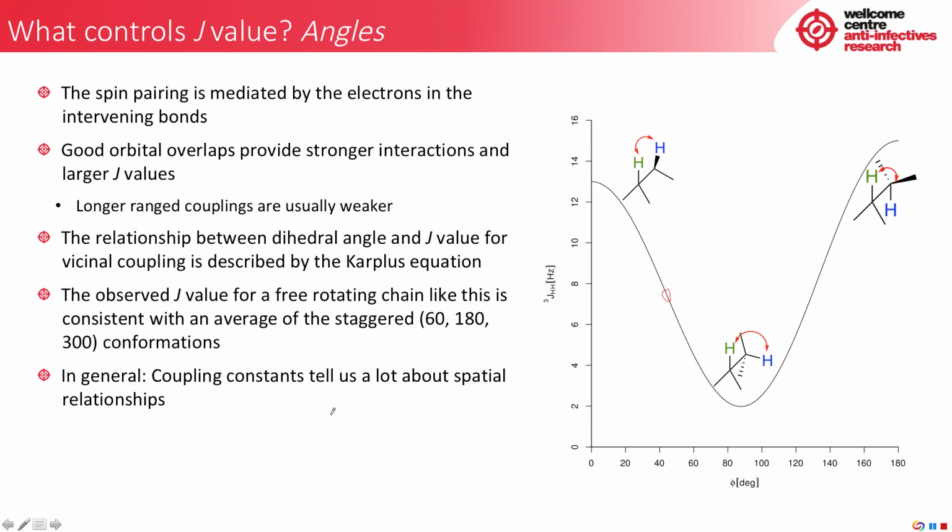If, however, it was fixed in a ring system, then it wouldn't be able to rotate, and we would be able to tell a lot about the arrangement of the protons from the J value. And just in general, coupling constants tell us a great deal about spatial arrangements. There are some other things that matter.